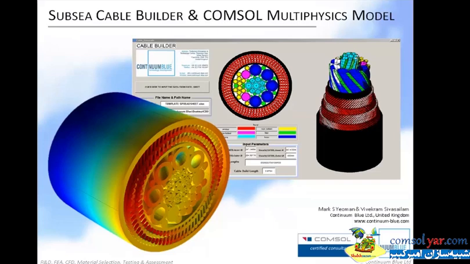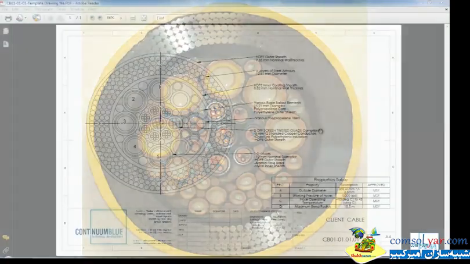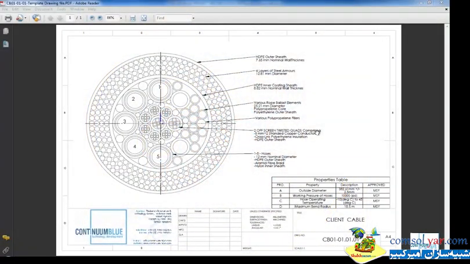Allow me to demonstrate the use of our cable builder tool, which can, from client-supplied cross-sectional drawings and a specification sheet, build a full Comsol multiphysics model ready for stress and fatigue analysis. Here is a typical example of a subsea cable cross-sectional drawing which details the design requirements of the cable. These include external reinforcing structures which can be woven Kevlar layers or multiple layers of counter-rotating steel armor wires as seen in this design.